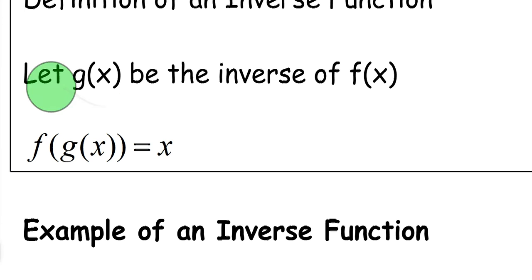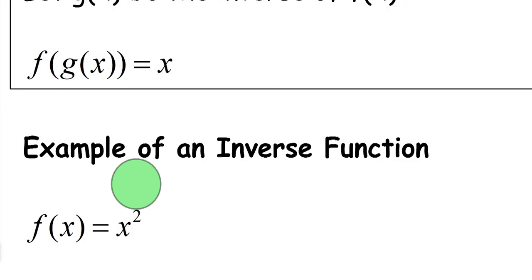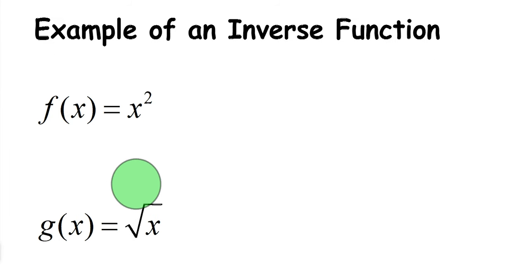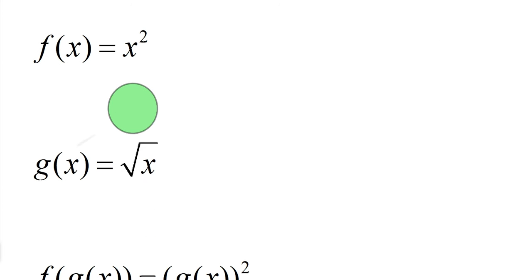Here's the definition. Let g of x be the inverse of f of x. How do we prove that? It's when f of g of x gives you x back. Okay, so let's look at an example of where that occurs. Let's say f of x equals x squared, and we want to prove that g of x, which equals the square root of x, is the inverse of f of x.